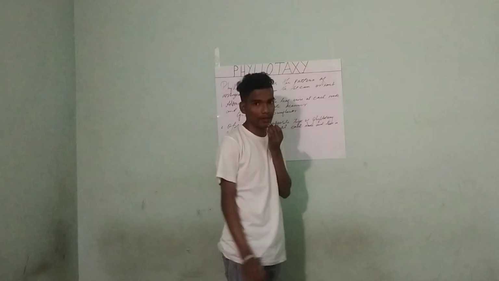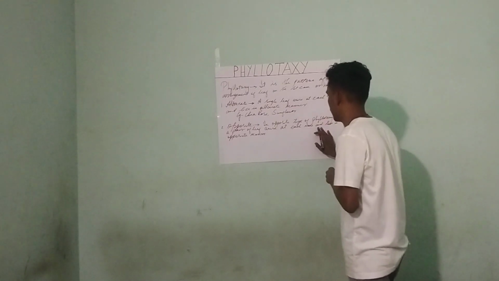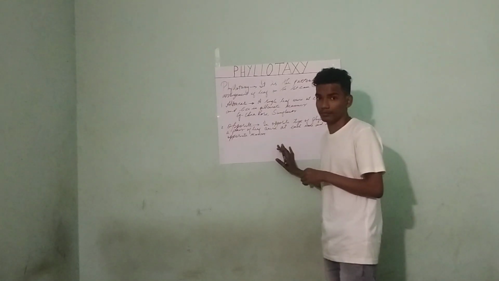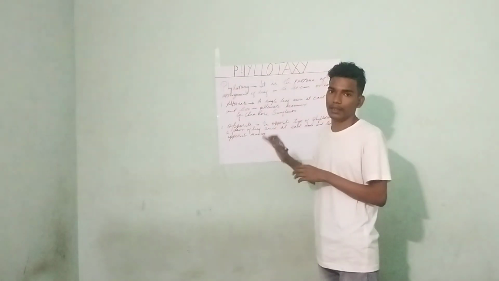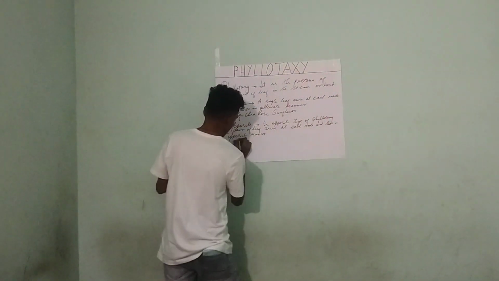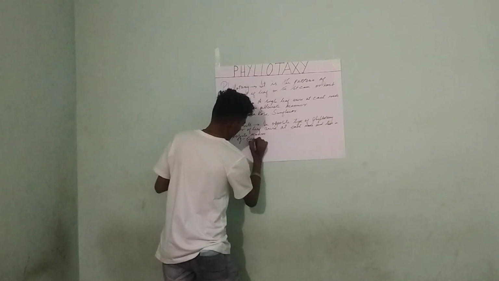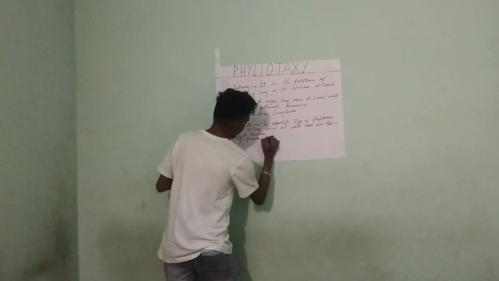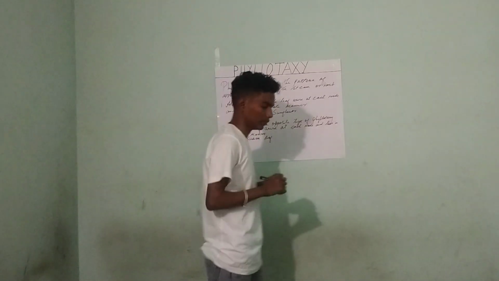In opposite type of phyllotaxy, as I have written here, a pair of leaves arise at each node and lie in opposite manner. We see this example in the plant of guava. Example I'm writing here, guava leaf.